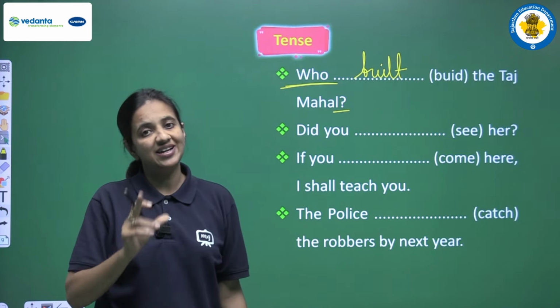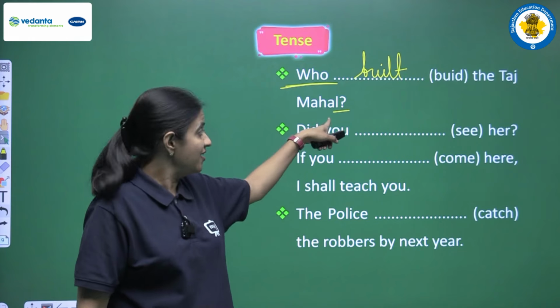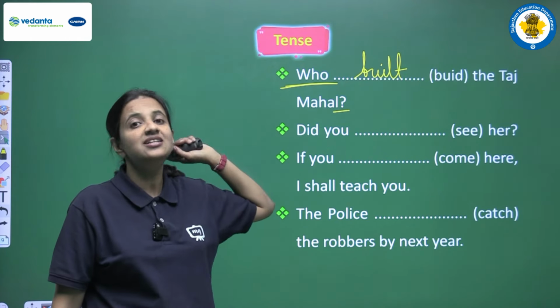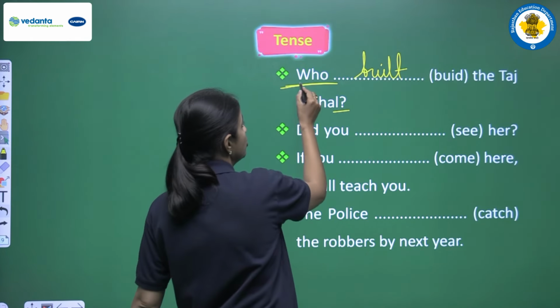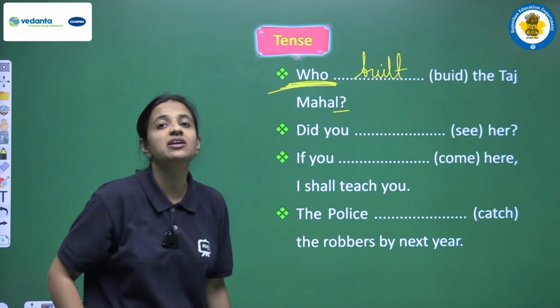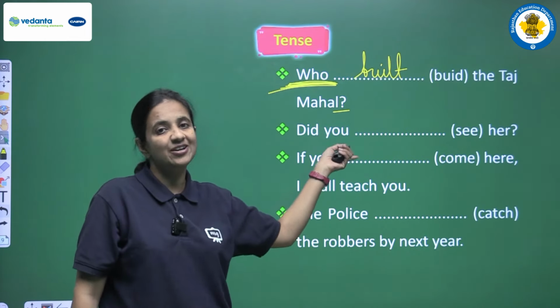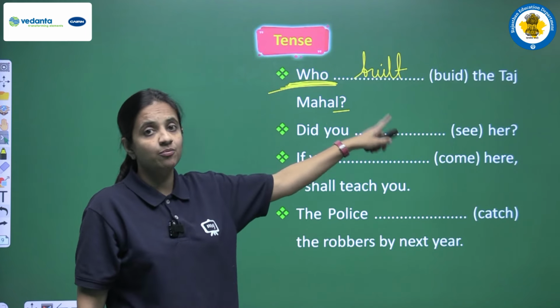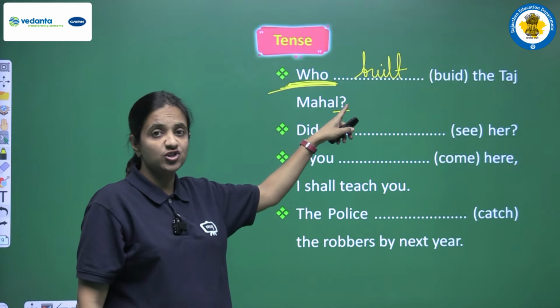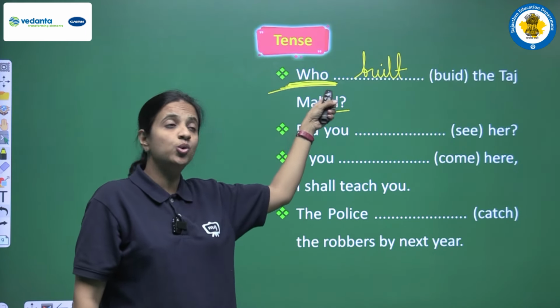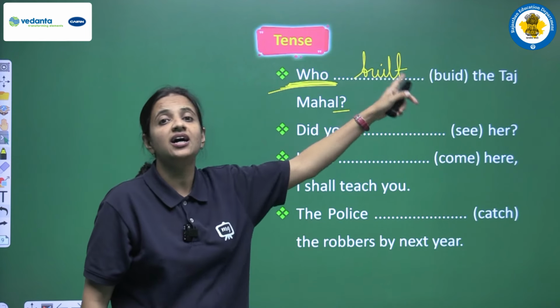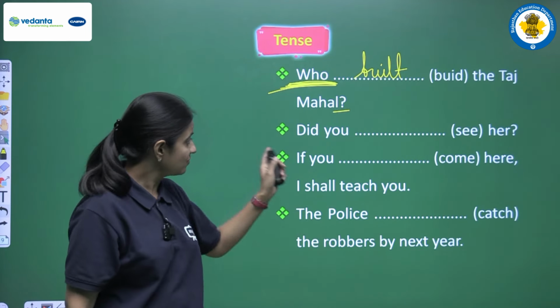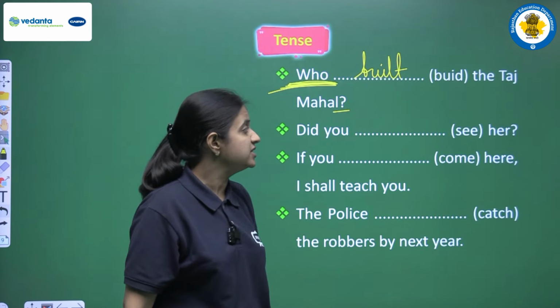Here you have to be very careful that yes, we are having a question word, but because we are having who as a WH word, we do not use did plus first form here. We will use second form because the answer of this question will replace this word who. Who built the Taj Mahal? Clear?